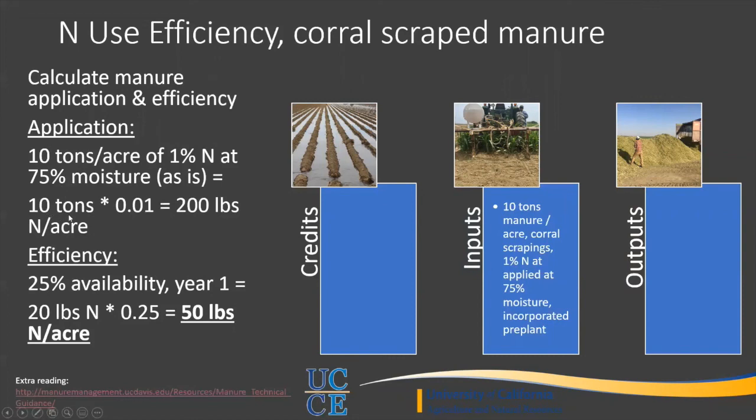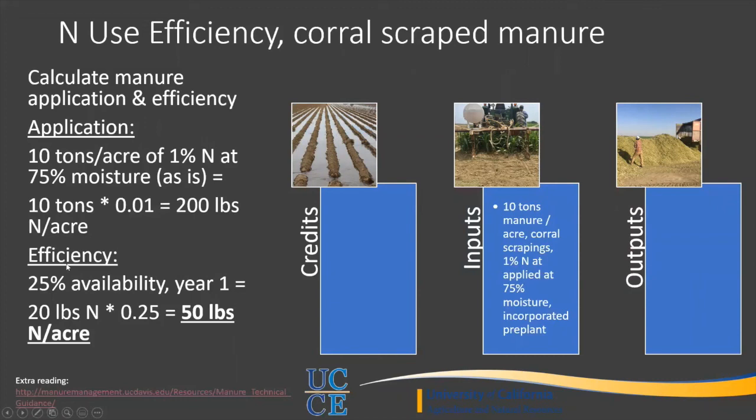We've got 10 tons of manure. 1% of it is nitrogen, so we're doing 10 tons, and then to convert to pounds, we multiply by 2,000, and then multiply by the decimal fraction 0.01, which represents 1%. It tells us that in that manure applied at 10 tons for every acre, we're applying about 200 pounds of total nitrogen. We're assuming all of it is organic.